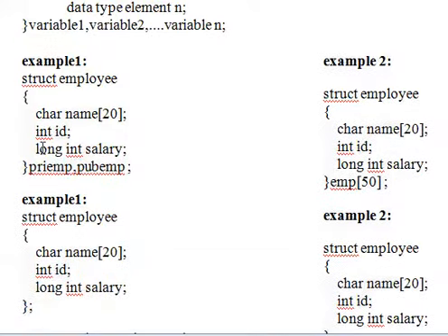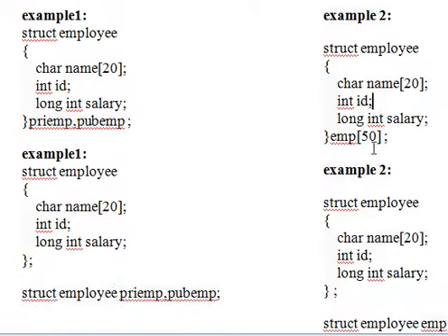Okay, next, we can give n number of structure elements and also n number of structure variables. And another different type is this one. In example 2, struct employee, same, struct is the keyword, employee is the name of the structure. Here also it is having 3 members, name, id, salary, but here the structure variable is an array. So employee of 50 is equal to 50 structure elements.